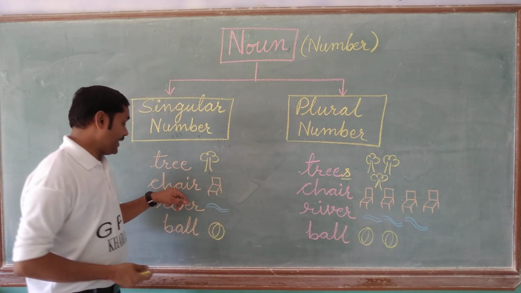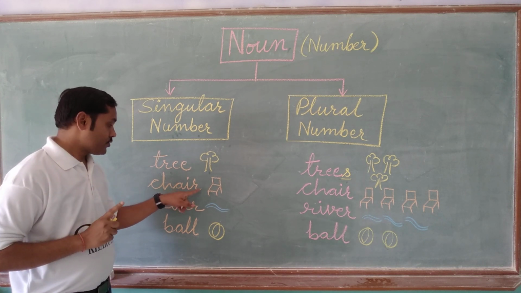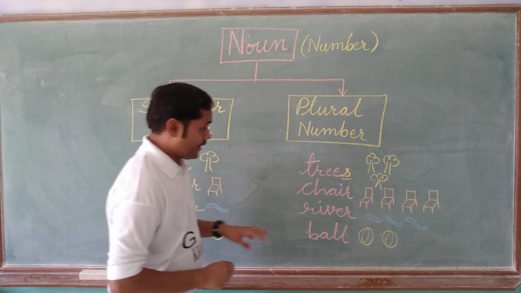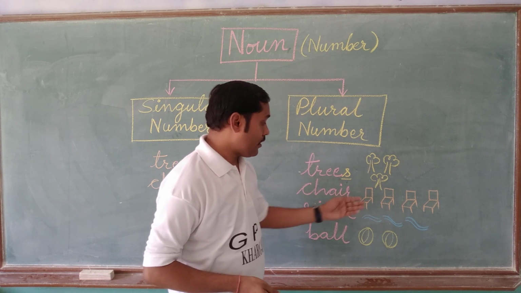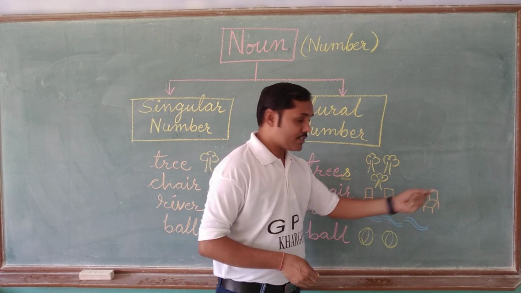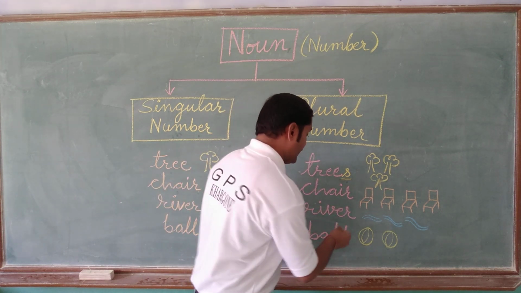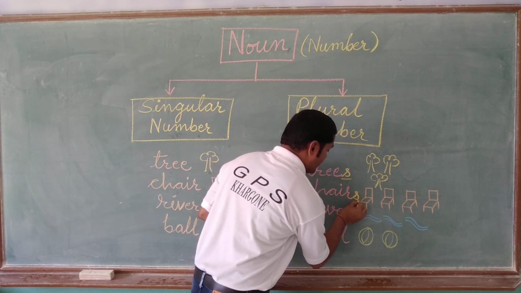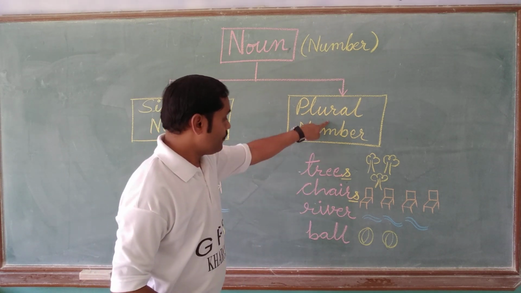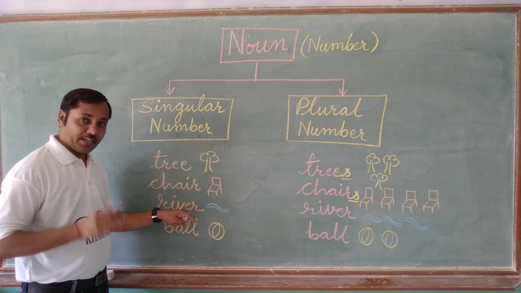Second example, suppose I talk about only one chair. So I spell it chair. But if I talk about many chairs, suppose there are 4 chairs in this room, so I am talking about all these 4 chairs. At that time, I need to add one s at the end. So this singular number will become plural number. Clear? Got the point? Let's move to the next example.